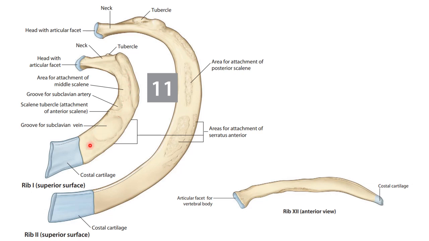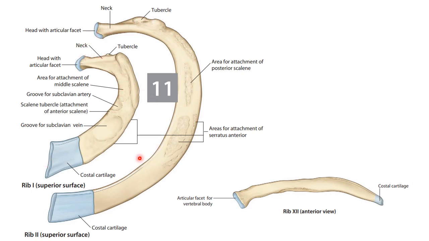The superior surface of the first rib has grooves, elevations and roughness. The anterior groove is for the subclavian vein. If we remember, above the first rib the subclavian vein passes to the axilla and then the upper limb, and posteriorly I have a groove for the subclavian artery. Between them there is the scalene tubercle, which is the attachment for the anterior scalene muscle. Then there is an attachment for the middle scalene muscle. These muscles come from the neck and attach to the first rib. This is regarding the first rib.